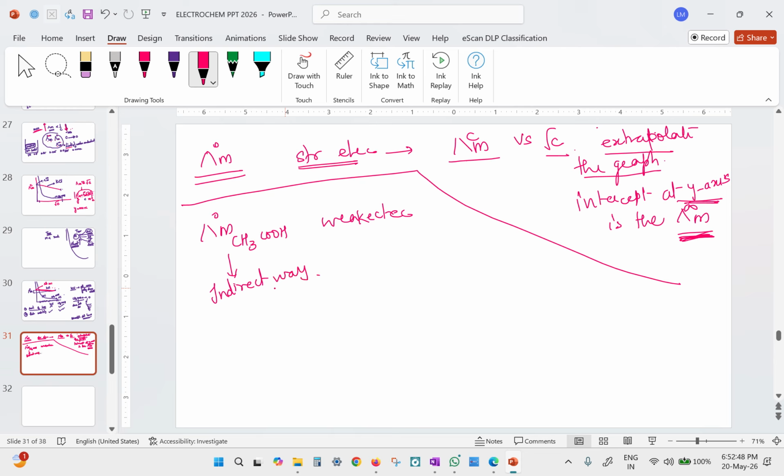Okay, indirect way. Now, what is that indirect way? The indirect way is to apply something called Kohlrausch's law. What does this Kohlrausch's law say?